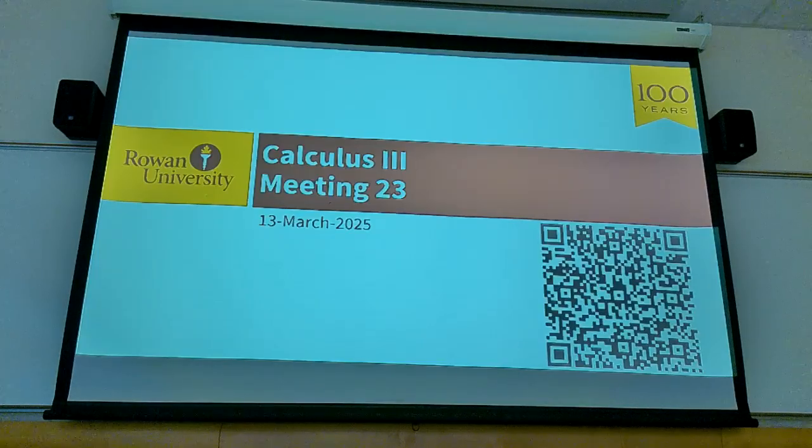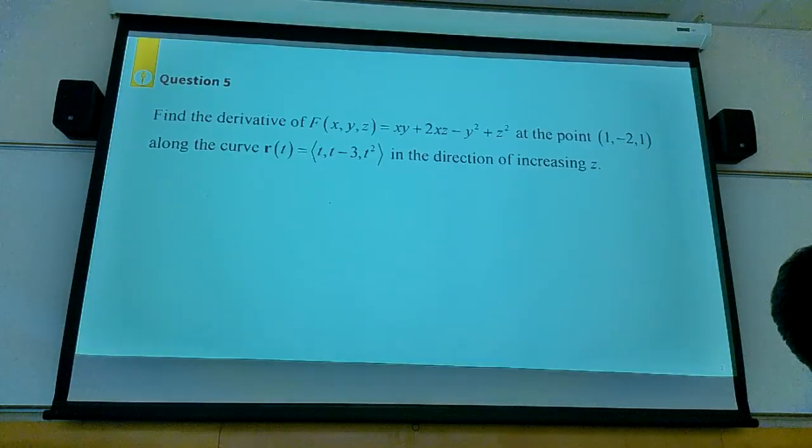We're looking at the directional derivative, weren't we? So we're finding the derivative of xy plus 2xz minus y squared plus z squared at the point (1, -2, 1) located on the curve (t, t - 3, t squared) in the direction of increasing z.